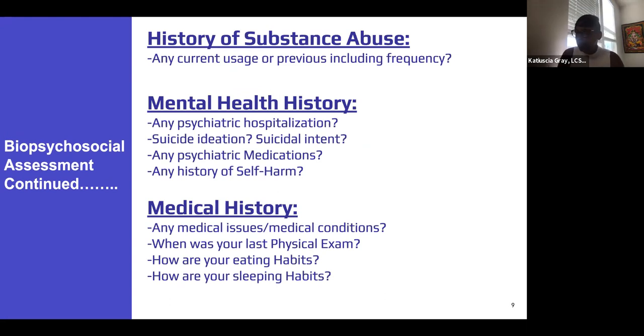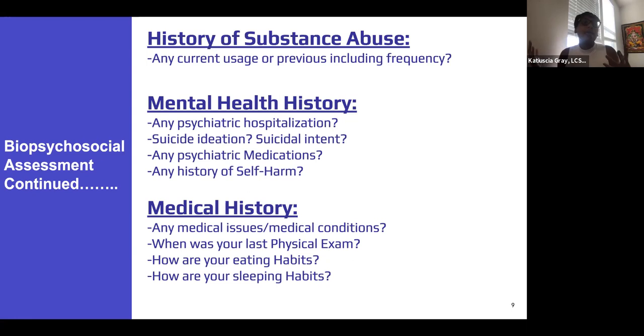We want to know about substance abuse, right? Any current usage, any previous, including frequency. I always like to say, listen, we're not your parents. I can't tell you what to do. But I will say, if you are smoking marijuana, this is a big thing going on right now with marijuana use. We can't tell people what to do. But if you are coming to your sessions high, what are we doing? You're not going to really hear what I'm saying. So if you're high, because marijuana is a depressant, right? It clouds your vision into what's going on.